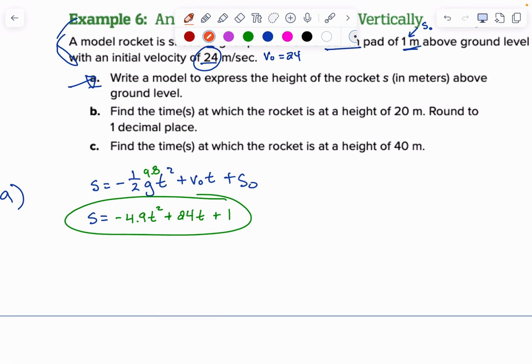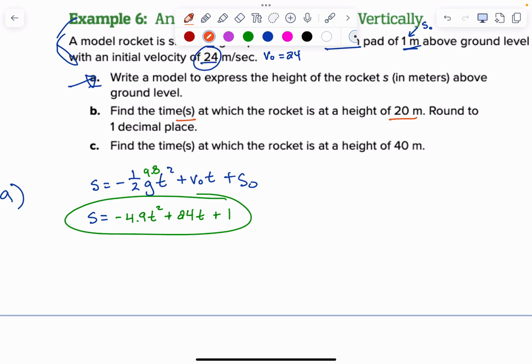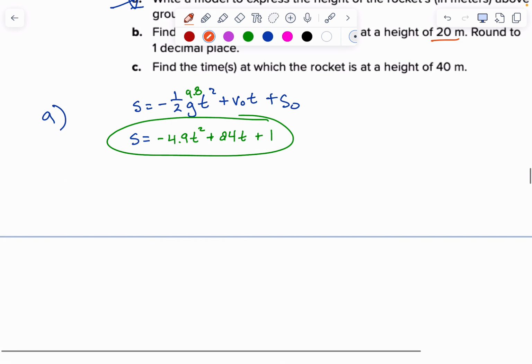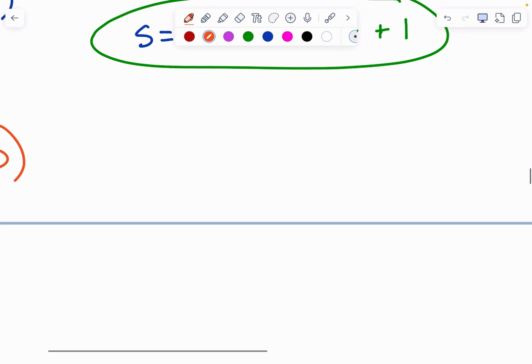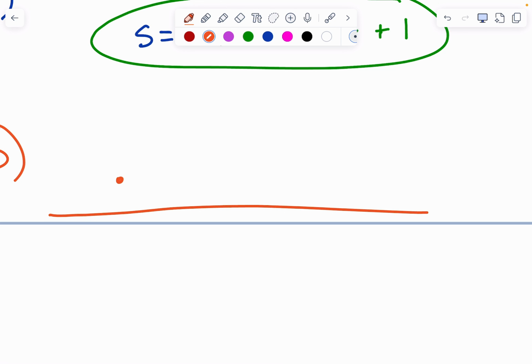So B says, find the time or times at which the rocket is at a height of 20 meters, okay? Are we going to have 1 time or 2 times? Depends if it goes above. It depends, right? But we are launching it from how high? 1 meter. So what's happening in part B is we're launching it from 1 meter, so we're not all the way at ground level. It's doing one of these, right? That's going to hit the ground. Are we going to hit 20 meters 1 time or 2 times? Depends. I guess it depends on if my height is above 20, right?